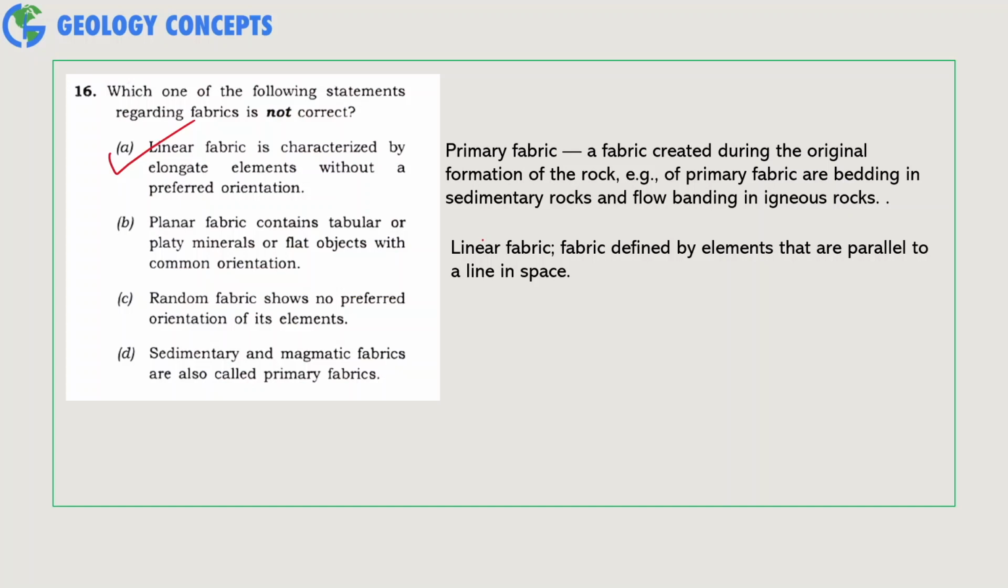So linear fabrics are fabrics defined by elements that are parallel to a line in space. So option A is incorrect. Let's look at other options as well. Option B and C are correct. D is also correct, as primary fabric is a fabric created during the original formation of the rock. Examples of primary fabrics are bedding in sedimentary rocks and flow banding in igneous rocks. Hence, A is the correct answer.